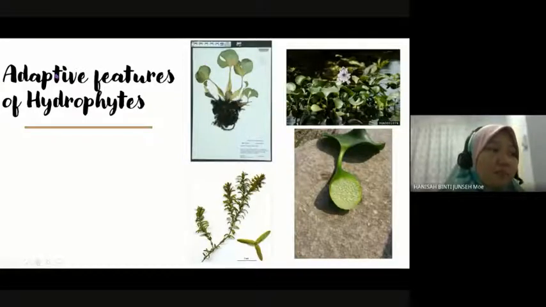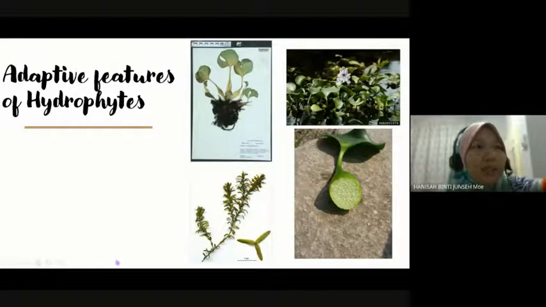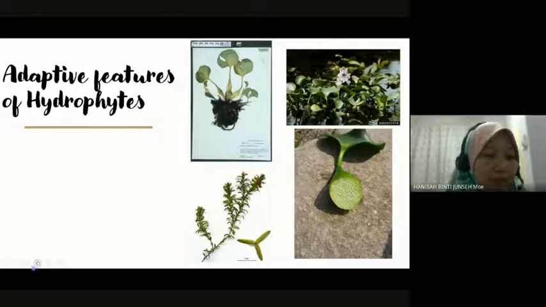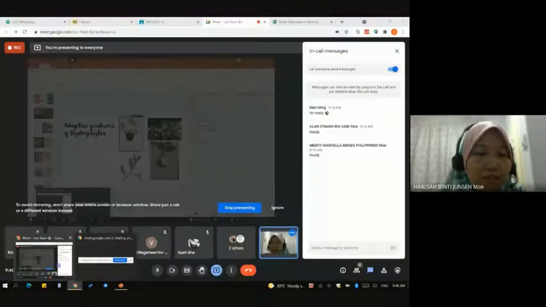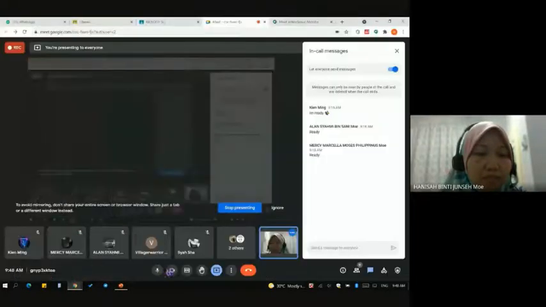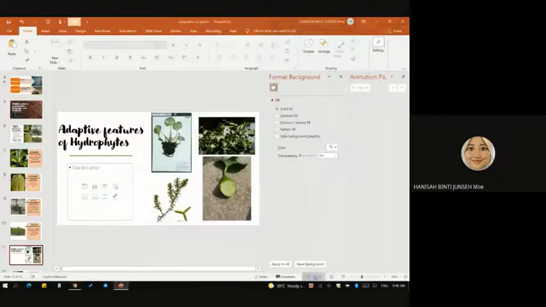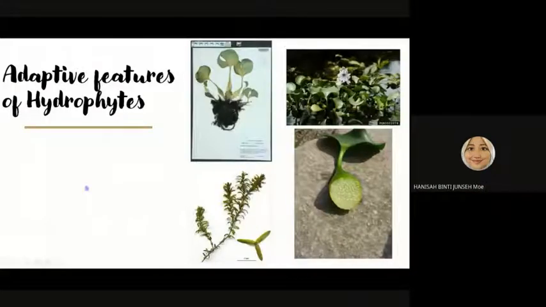So next is hydrophytes. Okay, hydrophytes. So hydrophytes is either a floating plant, ataupun yang submerged. Contoh dia yang tadi itulah macam lotus atau elodea. Ini hydrilla. Okay, ada banyak. Kalau siapa yang ada aquarium, mungkin ada yang kadang-kadang ada yang artificial saja, yang palsu. Tapi sebenarnya ini adalah aquatic plants.